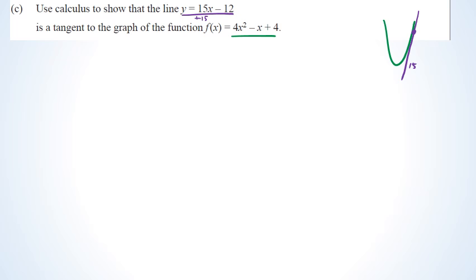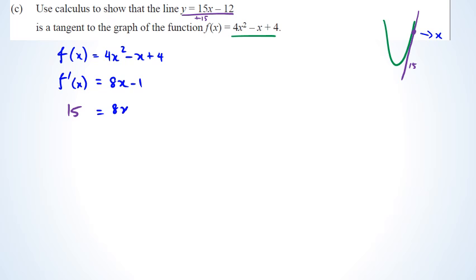So the first thing I'm going to do is find out what the x value is here when the gradient is equal to 15. So I've got the function here. The function is 4x squared minus x plus 4. And I'm going to differentiate this to get my f dash of x, which is 8x minus 1. And because I know the gradient is equal to 15, I'm going to put 15 equals 8x minus 1. And rearranging this, I've got 15 plus 1 equals 8x.